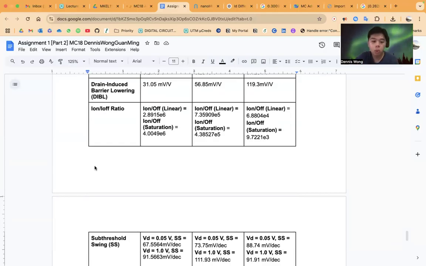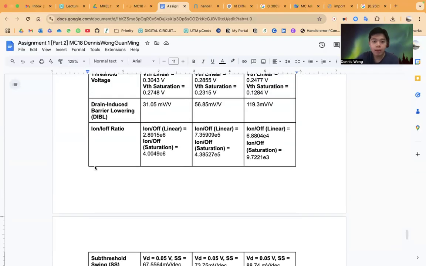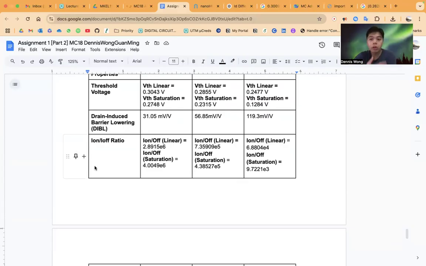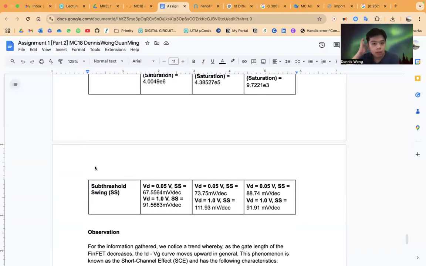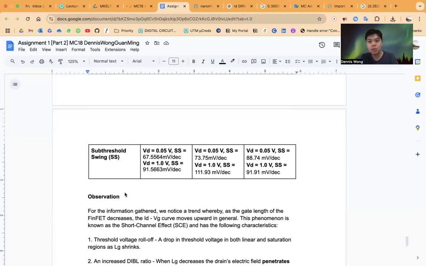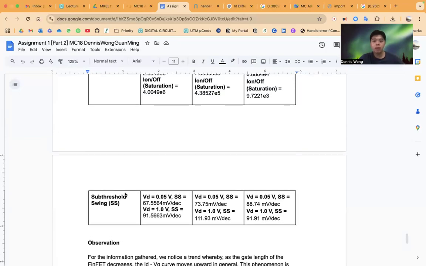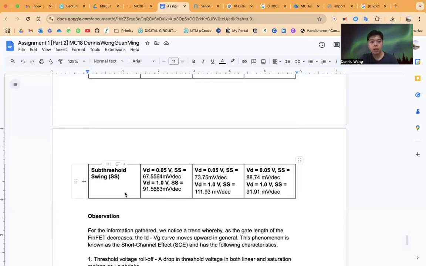So the consequence of that is we have lesser or weaker control of the transistor in this case. If we look at some of the parameters, the characteristics here, such as the subthreshold swing, we can see that as we decrease the channel gate length, the subthreshold swing is less and less steep. So if we recall the ID-VG graph, the curve becomes less and less steep.